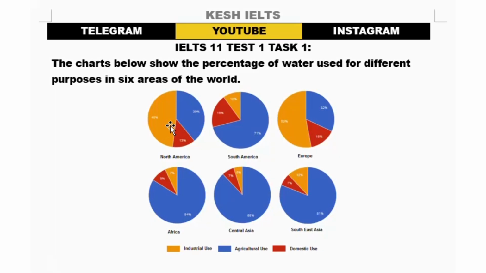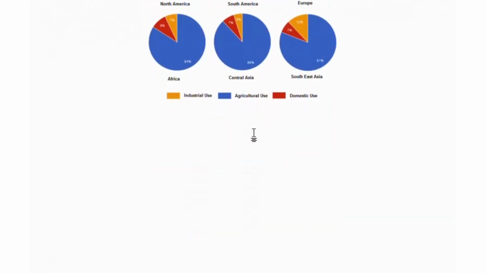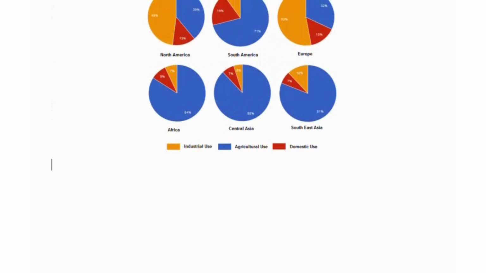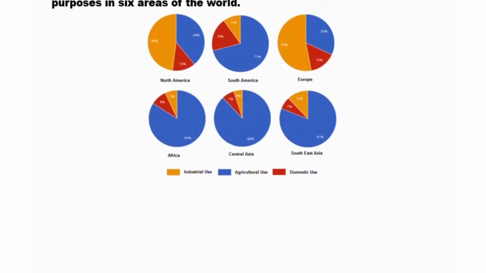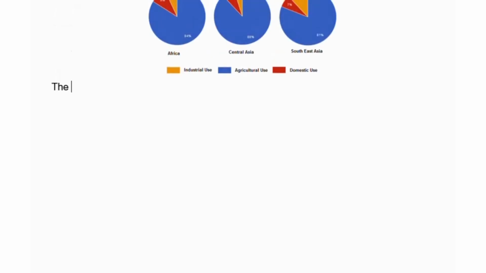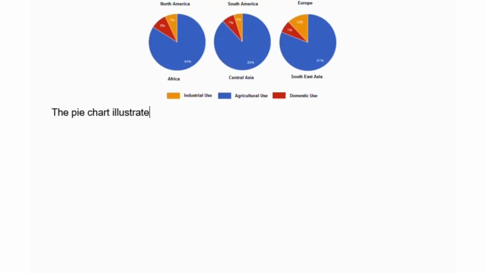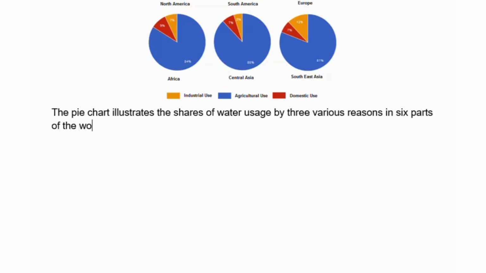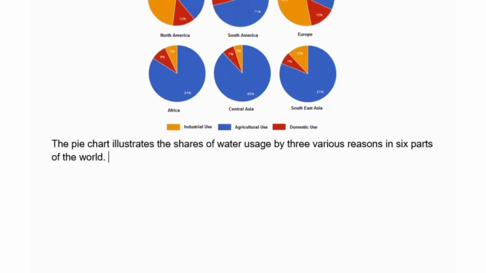First of all, we have to paraphrase, then we have to write an overall view, and then I'll write the details in 2 paragraphs. So let's get started without further ado. I hope you have this one near you so that it can be easier. I have already written this in my notebook, so it's not going to be difficult. Please stay tuned and watch. The pie chart illustrates the share of water usage for 3 various purposes in 6 parts of the world. As you can see, it's not really tricky, we just paraphrase it. It has the same meaning as the introduction, but written in a different way.